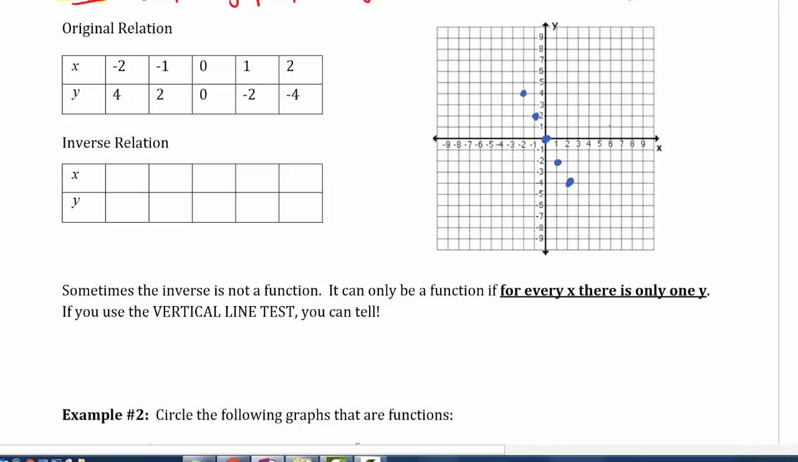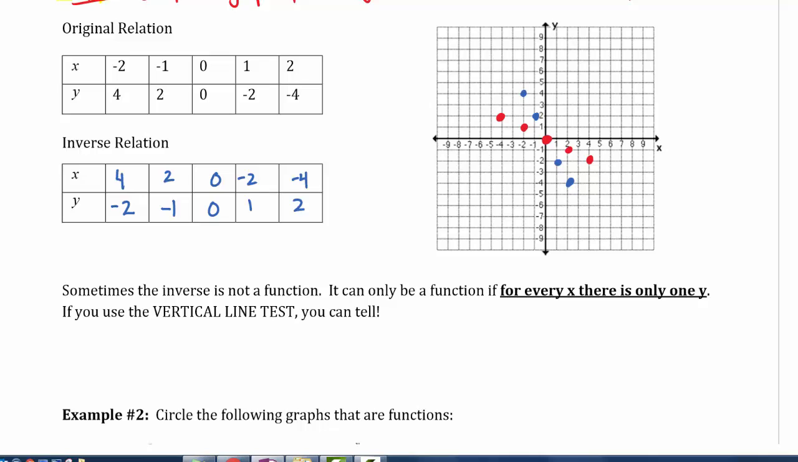So if you go back to the definition, it says that the inverse, where the domain, remember the domain are all your x values, is now the range of the inverse. So I need to move my domain down to be the range. Okay, so we're basically putting the x's in the y column, and then we're going to put the y's in the x column, because I'm switching the domain and range, which means I am switching x and y. Okay, so if I graph those, I have (4, -2), (2, -1), (0, 0), (-2, 1), and (-4, 2).